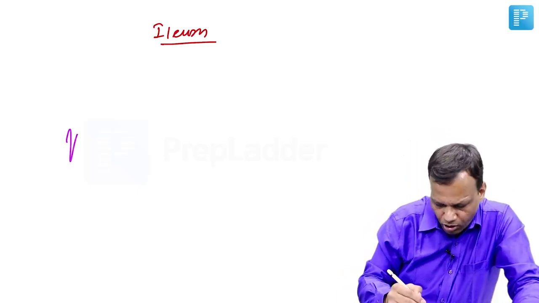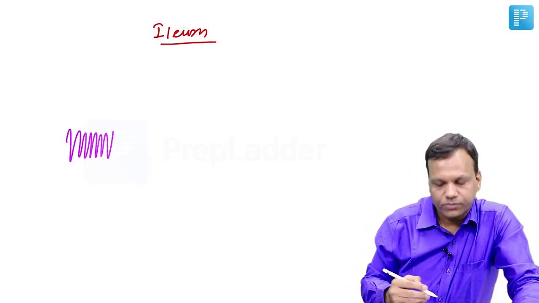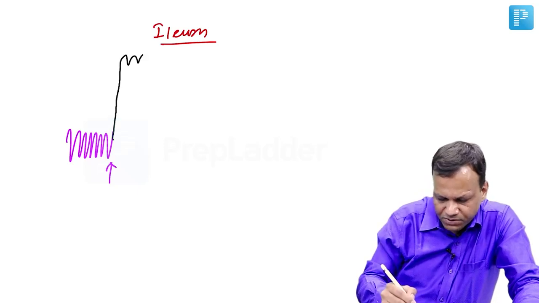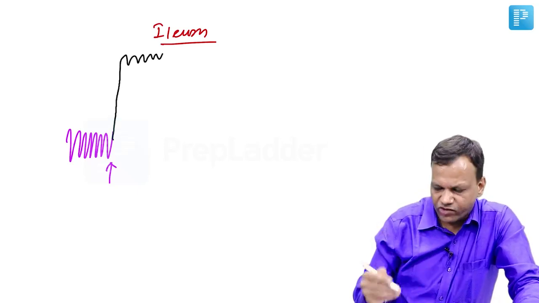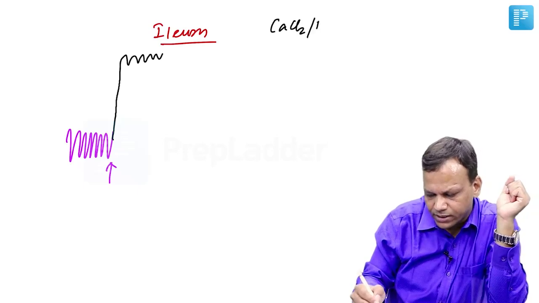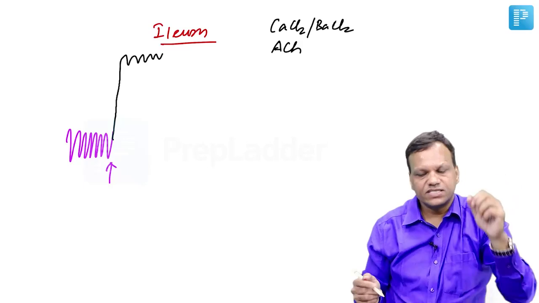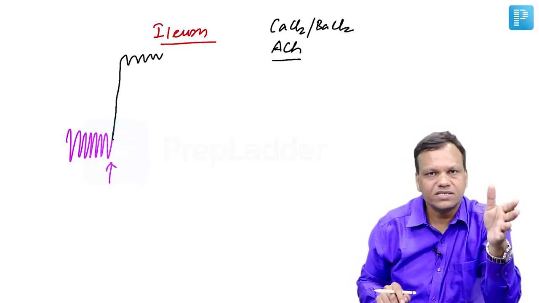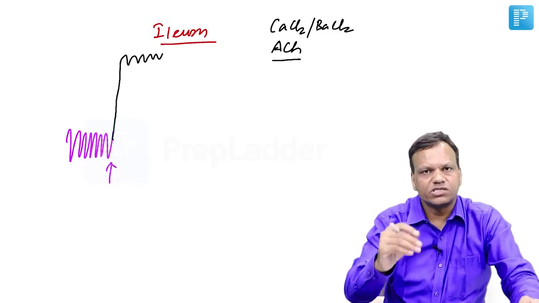So if you see, this is the normal contractions of the rabbit ileum. When we add the unknown drug, if the graph goes up, that means it is stimulant of ileum. And for stimulant of ileum, they give only two type options. Either they give calcium chloride or barium chloride. And second, they give acetylcholine. The basic difference is acetylcholine action can be stopped if we block the cholinergic receptors. That means if we give atropine, it cannot stimulate.